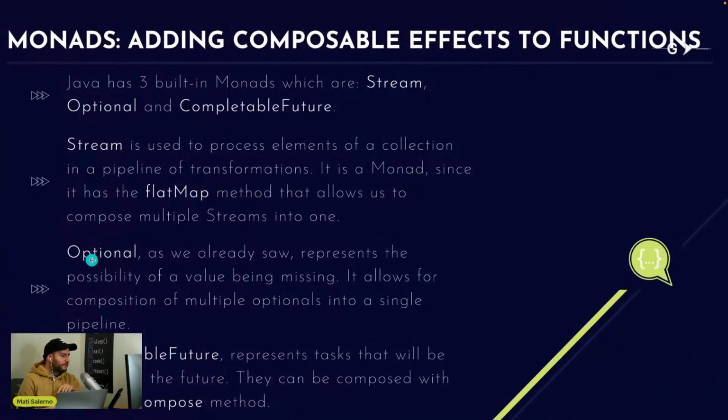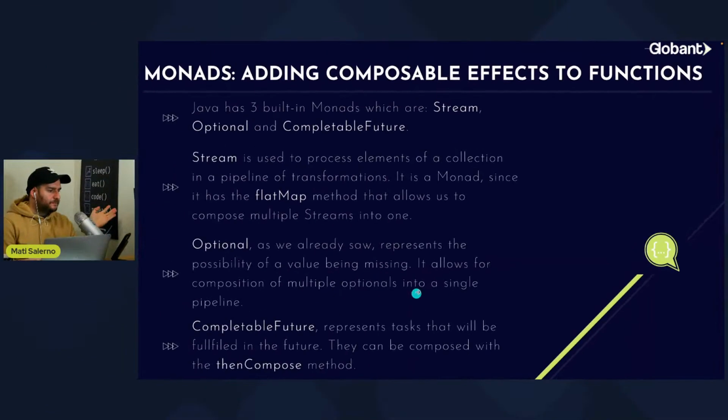So Optional, we saw it represents the possibility of the value not being there, and then the flatMap allows for the composition of many optionals. So let's say I have a function that returns an optional, and then with the value of the optional, I want to operate into another function that will also return an optional. How do I do that? And how do I keep the value in a way that in the end I only have one optional, not many? That's why I use flatMap.